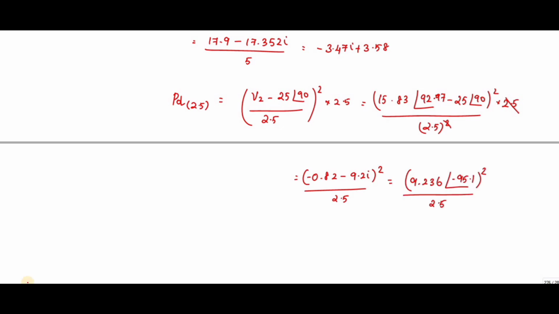So if you solve this one into polar form, you will get this. You should not take this angle. So 9.236 square is 85.3 divided by 2.5. So this is equal to 34.12. This is your answer. Since I am not using the calculator, the output may differ, but the procedure of this one is same.